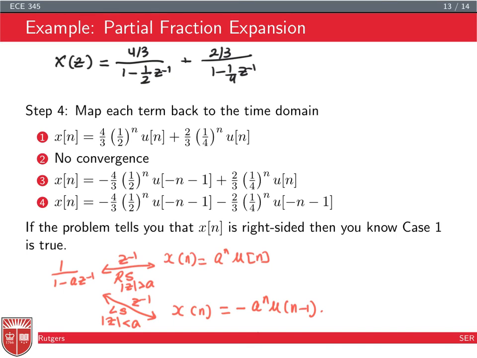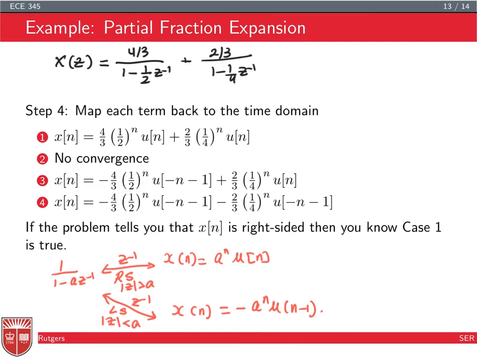So I know that in the first case, both signals were right-sided. So the 4/3 stays 4/3, and the inverse of this term is 1/2 to the power n u of n, and this one is 2/3 times 1/4 to the power n u of n. So both signals are right-sided. In the fourth case, both signals are left-sided, and this is why I'm applying this formula here. So I have 4/3, with the negative sign, times 1/2 to the power n u of minus n minus 1. You can see here that the first signal is left-sided, and the second signal is left-sided as well.